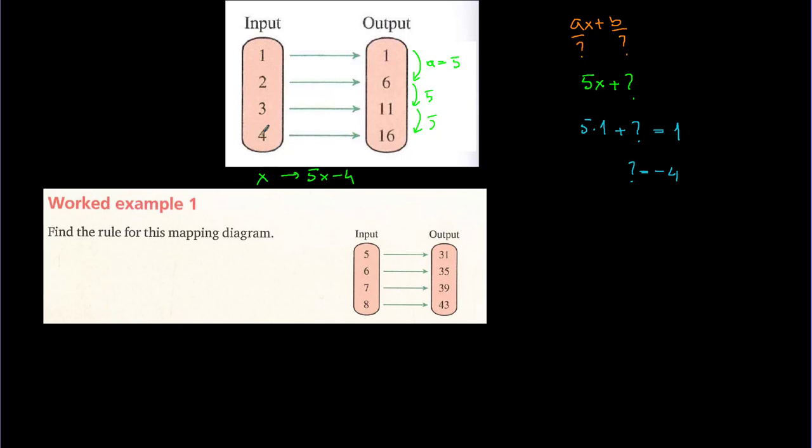So with respect to that one, when you replace 5 by 4, here 5 times 4 is equal to 20, minus 4, it's going to be equal to 16. As you see, it satisfies the condition. Here, find the rule for this mapping diagram.